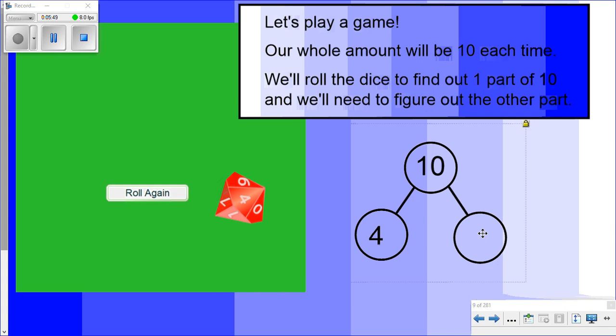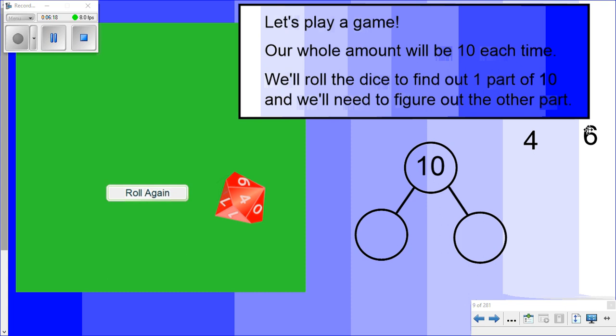Did you get 6? I hope so, because that's the answer. So the whole amount is 10. One part is 4, and the other part is 6. All right, we're going to need to roll the dice again. Let me just move those numbers out of the way. So we know 4 and 6 are partners for 10. Don't want you to think that says 46.